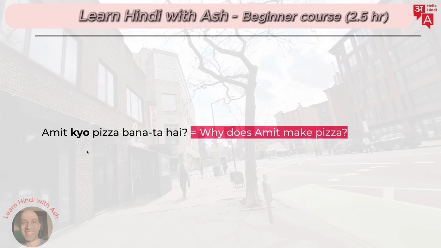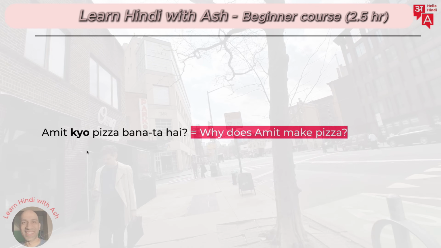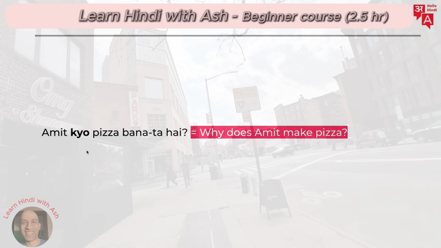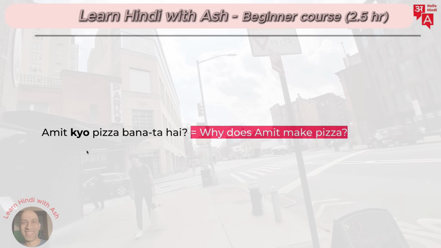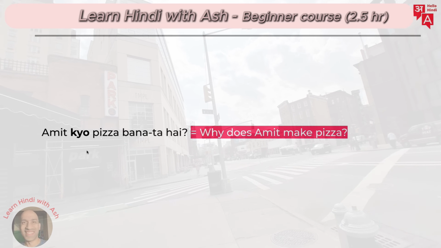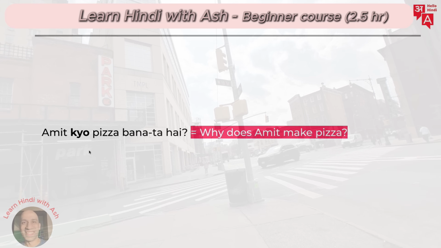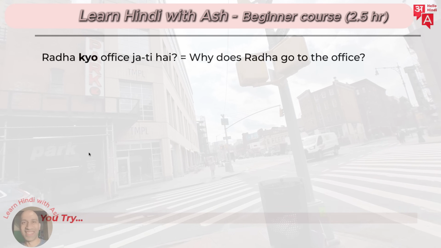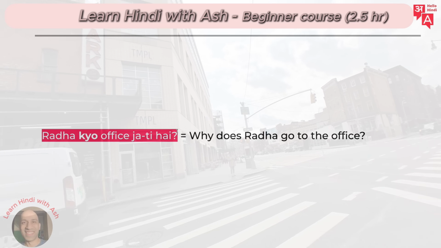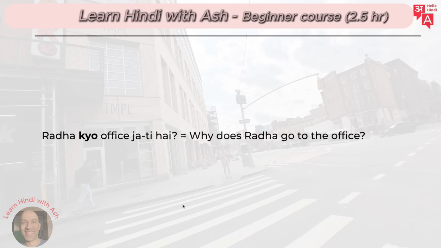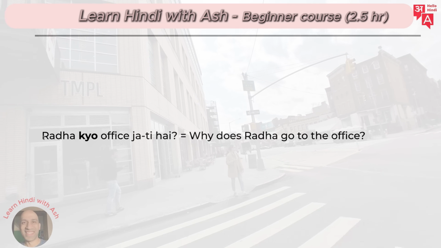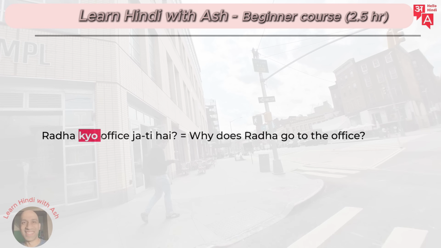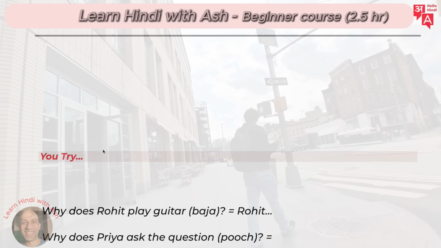As I keep reminding you, try to say the sentences while you're watching the video. When you join our live classes, if you do join them, you'll see our teachers will also encourage you to speak this way. This way you'll remember how to say it. Okay. Radha kyo office jati hai? Why does Radha go to the office? Right? Radha kyo office jati hai? All right. Now you try it.